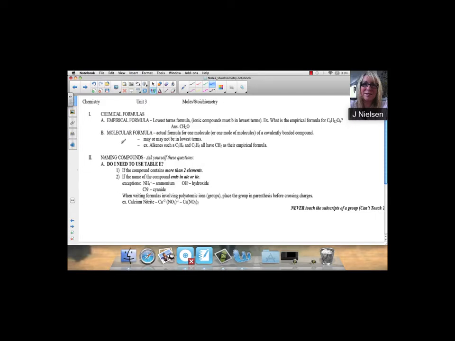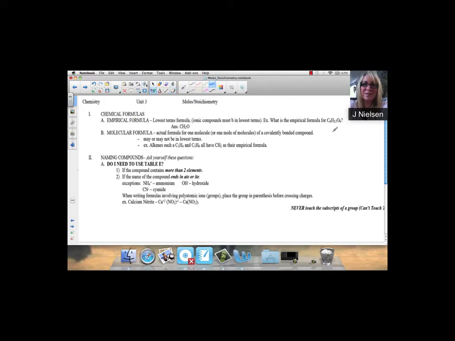Chemical formulas. We have two different types of chemical formulas. When we talk about them, we can talk about the empirical formula, which means the most reduced state, and the molecular formula. That's the actual formula for one molecule of the substance of a covalently bonded compound. It may or may not be in its lowest terms.